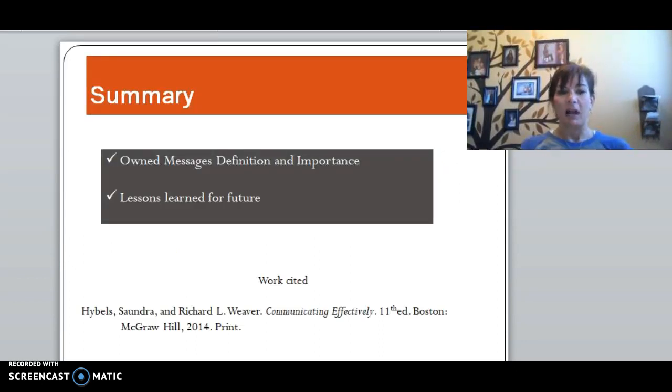So in closing, I've learned the importance of using owned messages to share negative information, yet avoid coming across as an attack through the use of those I messages. Although I attempted to use them throughout my recent exchange, I did find a tendency to revert back to using unowned messages that I will need to learn to be more aware of in the future.